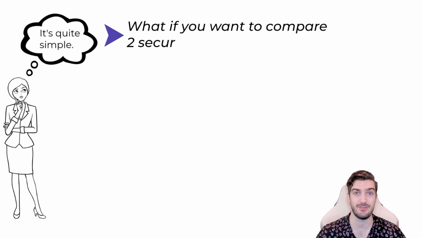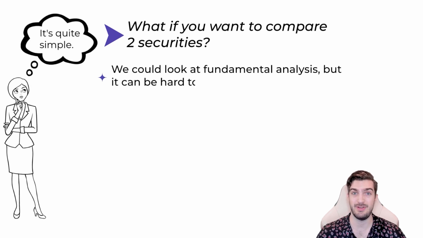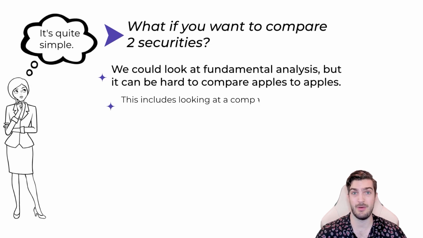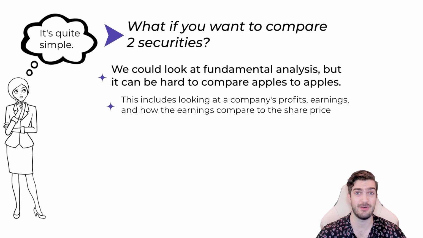One of the most common challenges that we'll face as investors is trying to decide between two different securities. And there are many ways to try and solve this problem. One might be fundamental analysis, or looking at a company's values to understand which one is the better buy. This might include things like how much profit the company is making, how the company's profits or their earnings compares to the share price, and more.